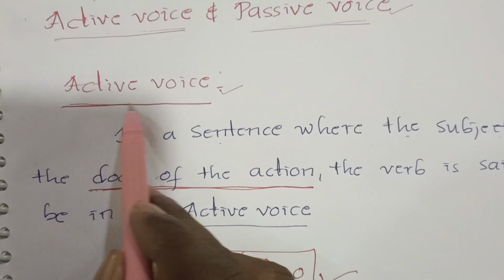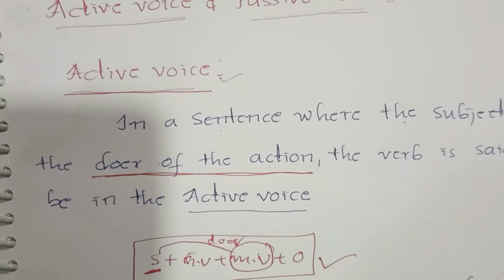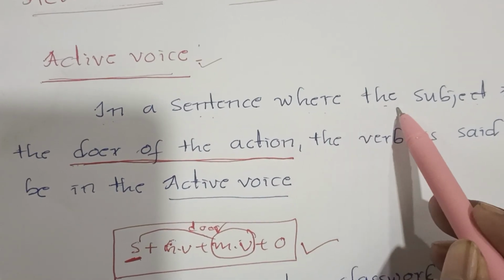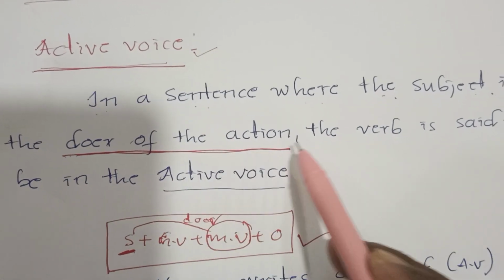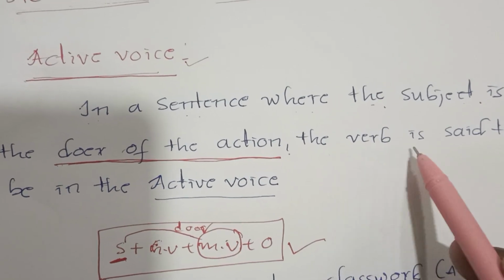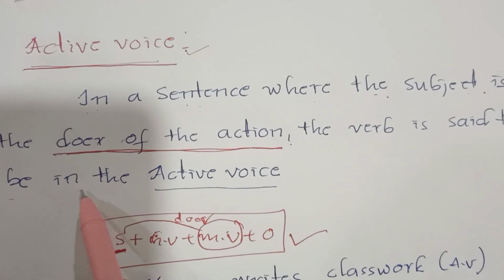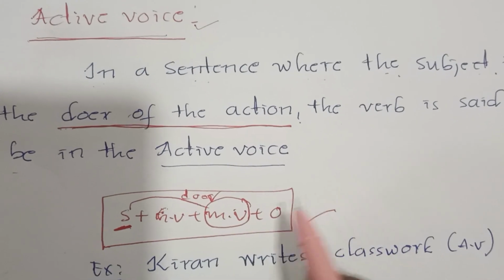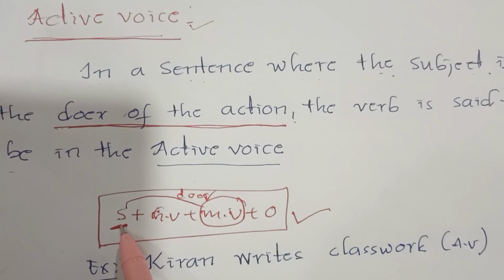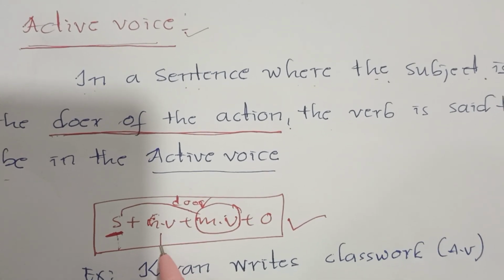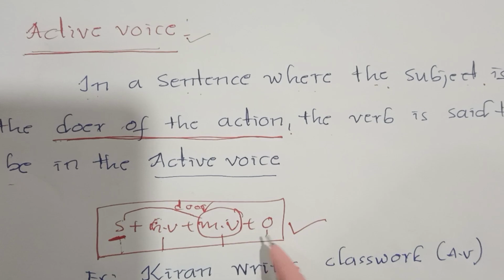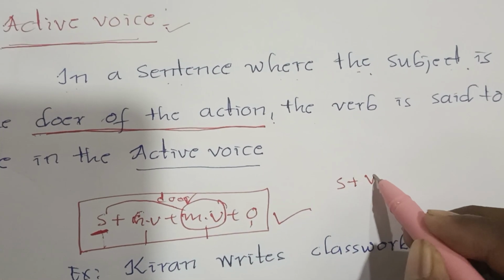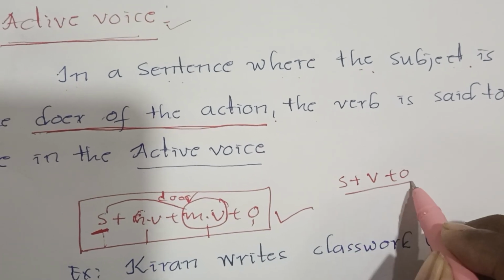The definition of active voice is: in a sentence where the subject is the doer of the action, the verb is said to be in the active voice. You see one example, there is one sentence. In the sentence, there is one subject, helping verb, main verb, and object. So subject, verb, object.